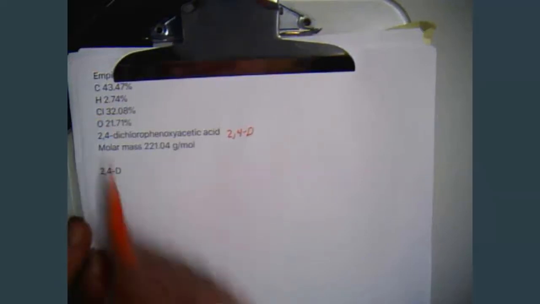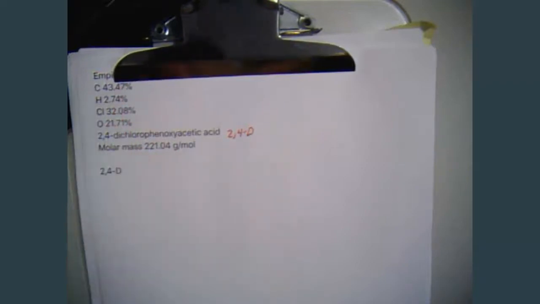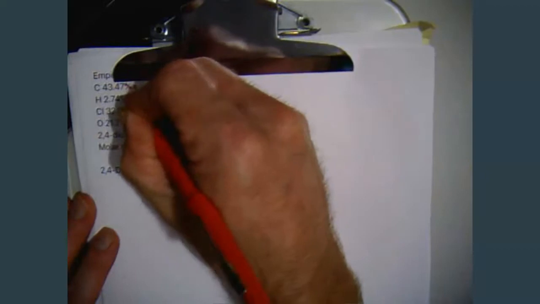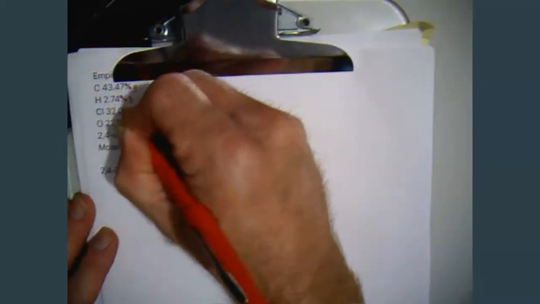So the first thing that we have to do, if you notice that we have percents here, is simply assume that you have a 100-gram sample, then 43.47% of 100 grams will be 43.47 grams. Gee, that's easy. We just erase the percent or cross it out here, put a G there.